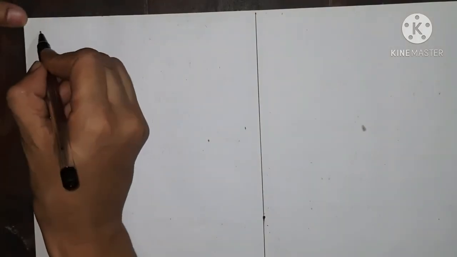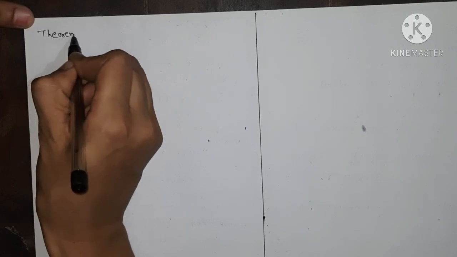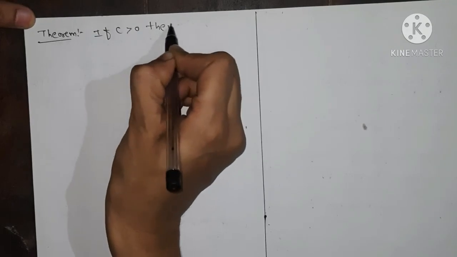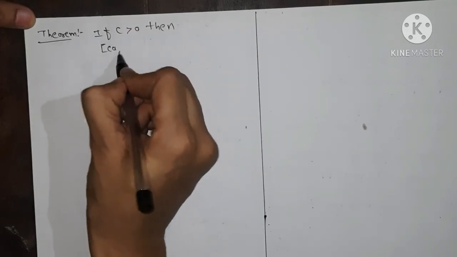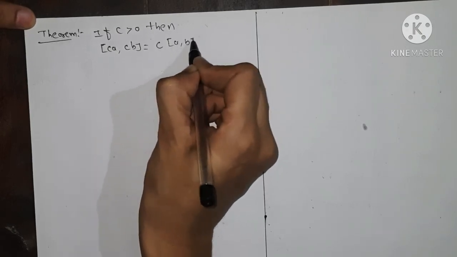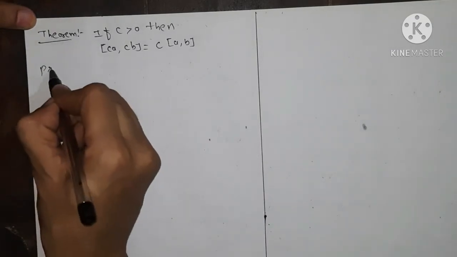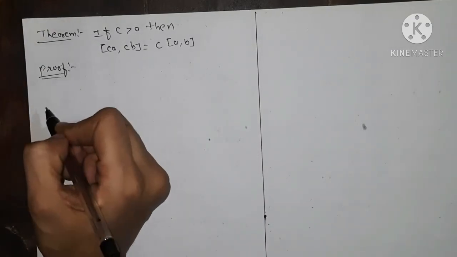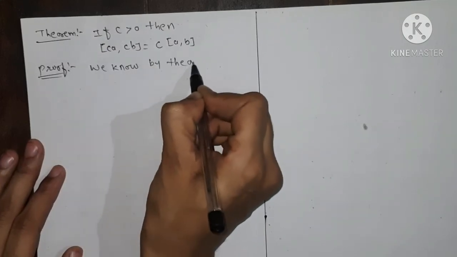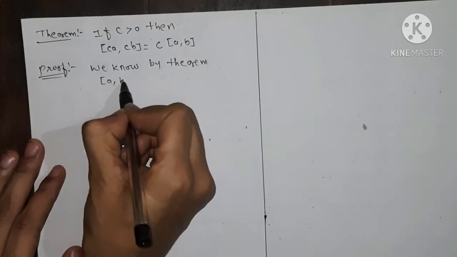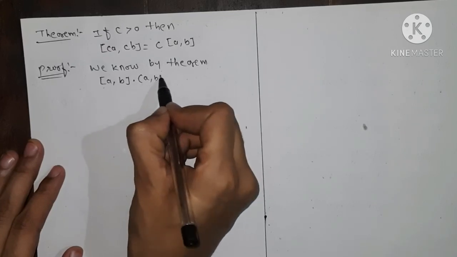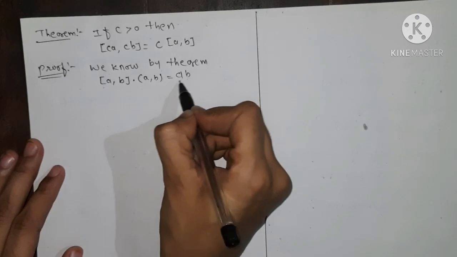Now we see one more property in the form of a theorem, that if c is greater than 0, then the LCM of CA comma CB is equal to C into the LCM of A comma B. Okay, so we have to prove this. We know by theorem that LCM of A comma B into GCD of A comma B is equal to the product of the integers.